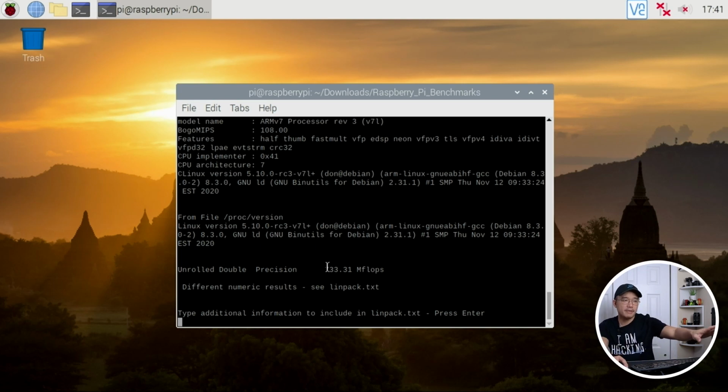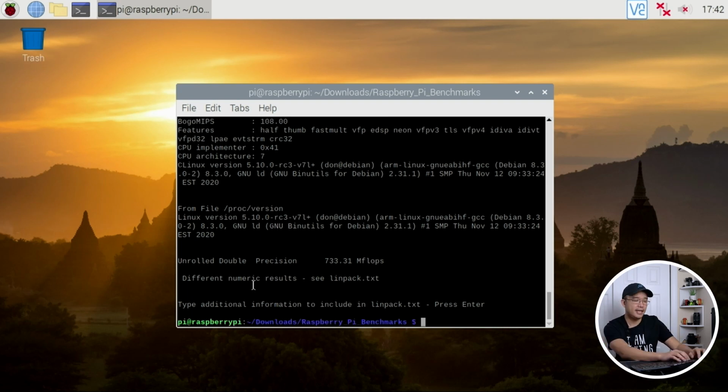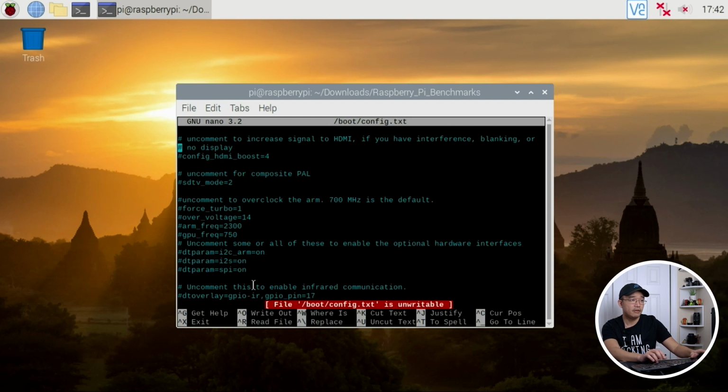So anyway, we got our numbers back and it's 733, okay? So we're going to jot that down. And now I'm actually going to edit the config file. And I'm not going to go gradual, I'm just going to jump right over to the 2.3 to show you guys. And it's config. And I already have something here.